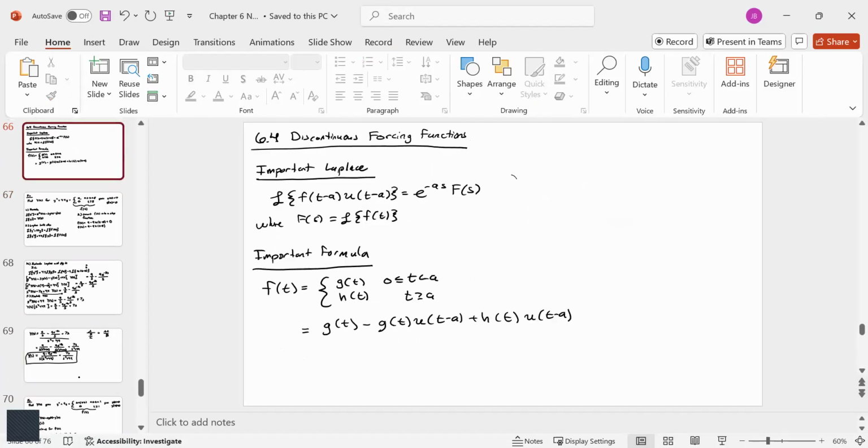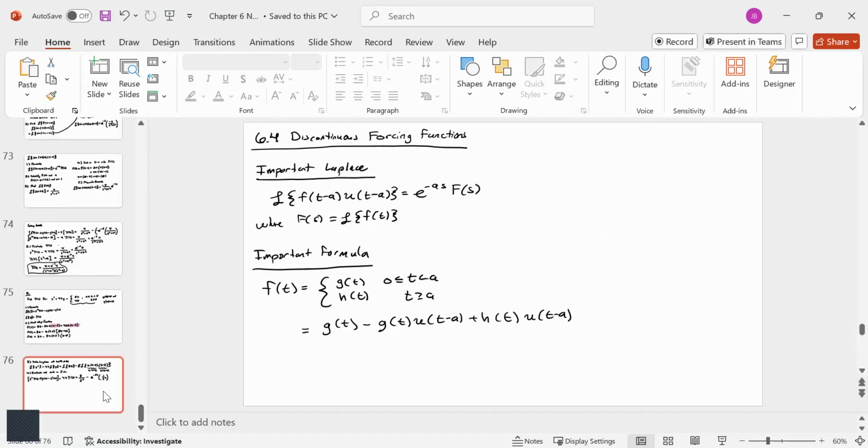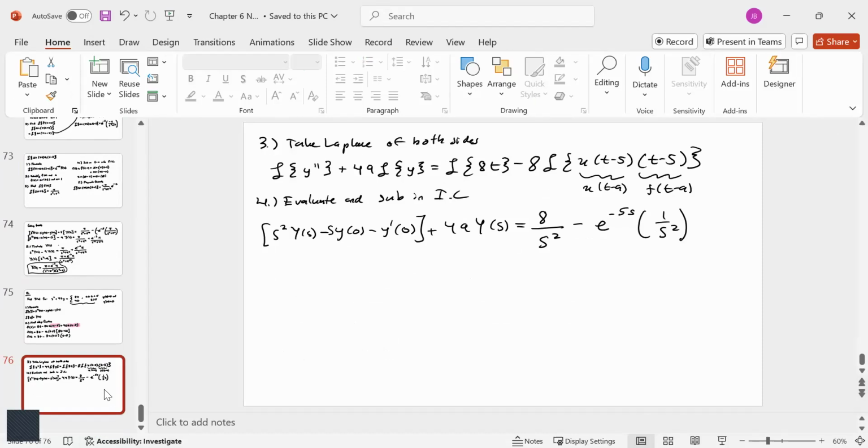This one right here. We're using that right there. So we have e to the negative 5s over s squared. Then we are going to sub in our initial conditions. Minus 0, minus 0, 49 plus y of s equal to 8 over s squared minus e to the negative 5 times s over s squared.